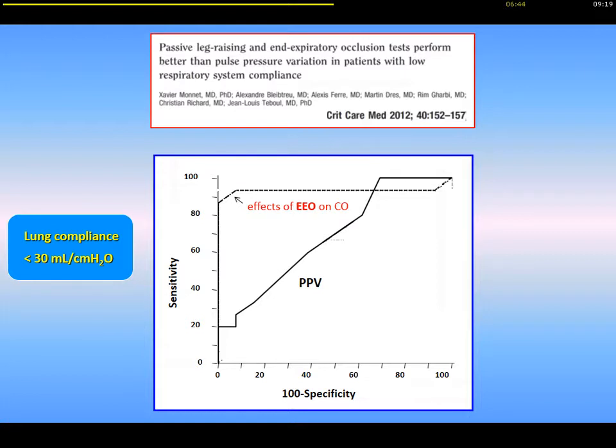And it works well in situations where pulse pressure variation does not work very well. For example, in patients with low lung compliance, PPV is not good, the area under the curve is not good, but the effects of end expiratory occlusion on cardiac output are still good.